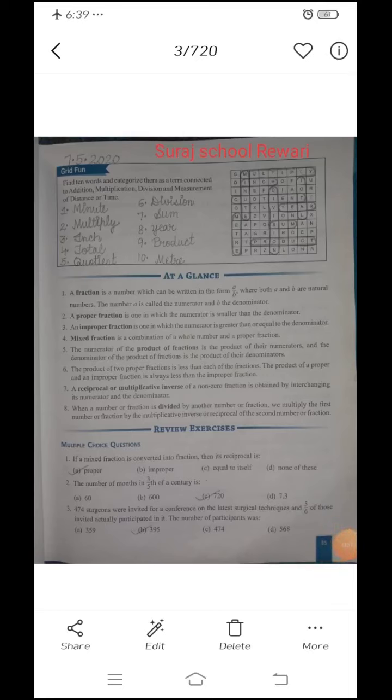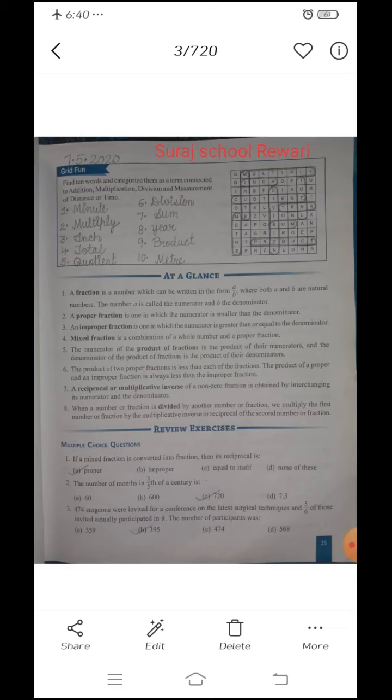Today I am explaining the review exercise of unit 2, and on this given page, first is given grid 1. Here we have to find 10 words. These words are related to addition, multiplication, division and measurement of distance or time, and these 10 words are: minute, multiply, inch, total, quotient, division, sum, year, product, meter. These words we have to show in this given grid also.